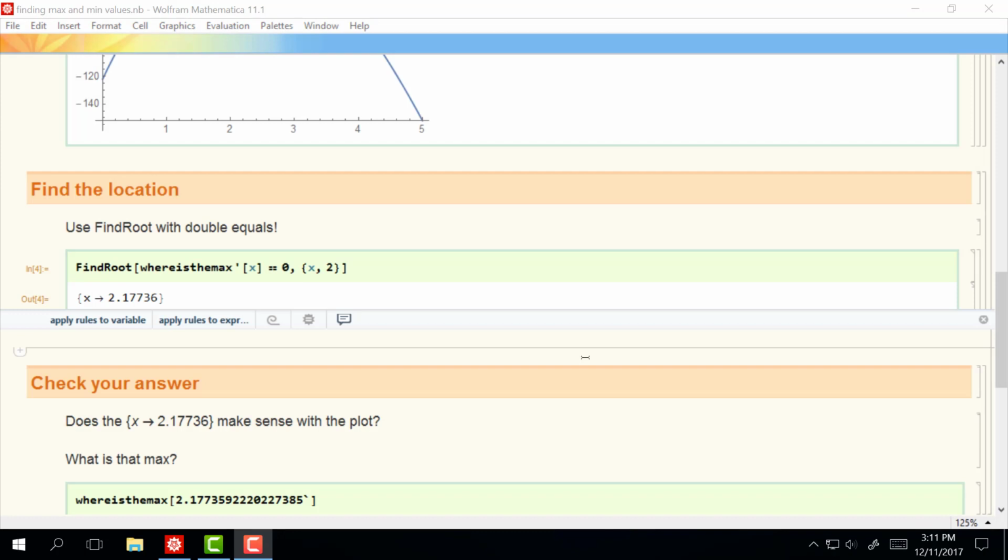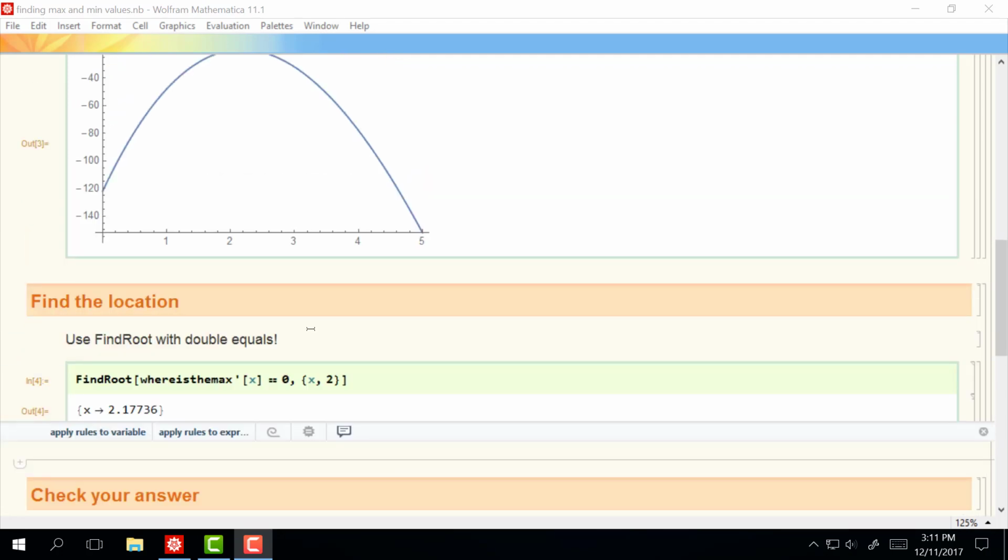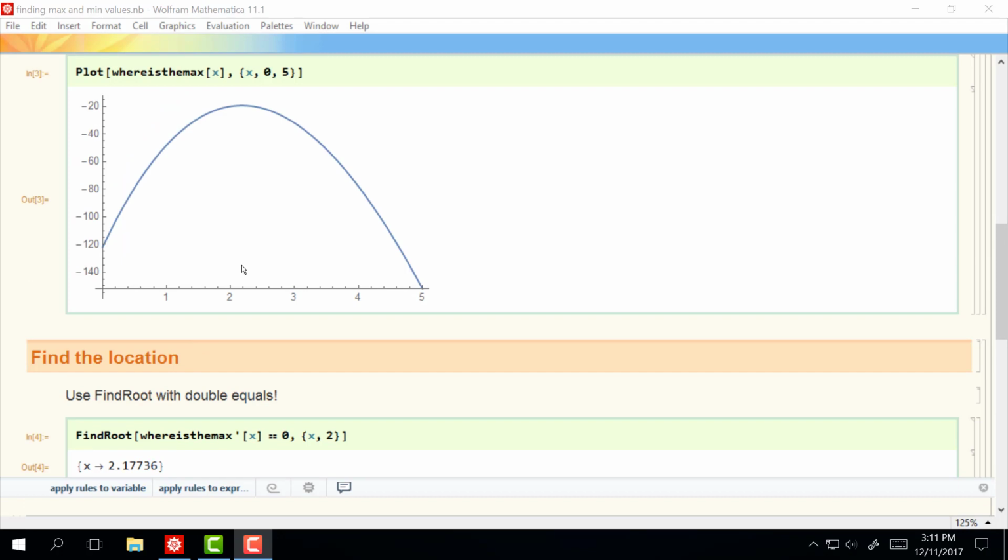From FindRoot's output, we get a value for the independent variable that satisfies our equality. Now we can check that the output we are getting makes sense with respect to the plot. Indeed, the answer of 2.17736 is quite close to our initial guess of x equals 2. I can also see that the 0.17736 is a little bit to the right of x equals 2, and that also matches up with what I'm seeing from the plot, that the maximum is right about here, and that if I trace it down, that would be just a little bit to the right of 2.